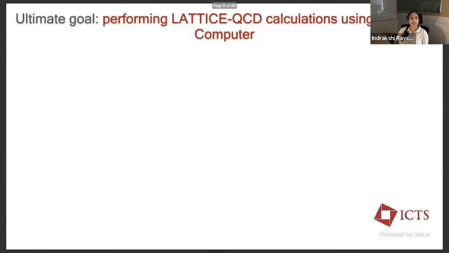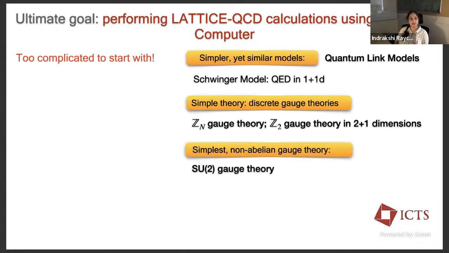So as I mentioned, the goal of a significant part of the lattice QCD community has become to work towards performing lattice QCD calculations using a quantum computer. But to start with, this is too complicated. So what people have already started doing is to look at simpler yet similar models.